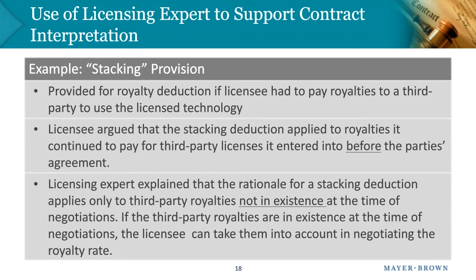If the third-party royalties are in existence at the time of the negotiations, the licensee can take them into account in negotiating the royalty rate. So in this way, our licensing expert could identify an economic logic that supported our interpretation of a disputed contract term, and that turned out to be very persuasive.